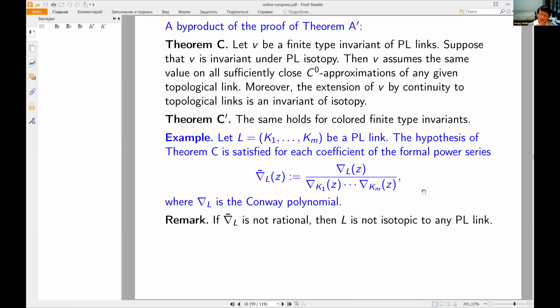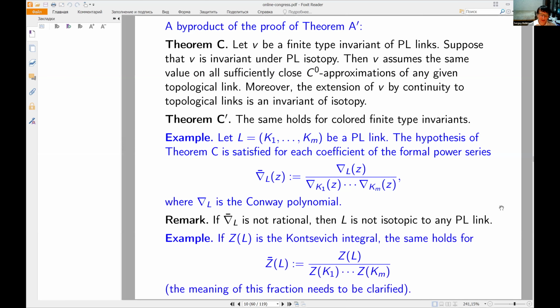But when you extend this power series, you get a formal power series which is an invariant of isotopy of topological links. But it doesn't have to be a rational power series any longer, because you extend each coefficient individually. So if somehow you have a wild link for which this extended power series is not rational, then you know that this wild link is not isotopic to any PL link. And this is what we are going to use.